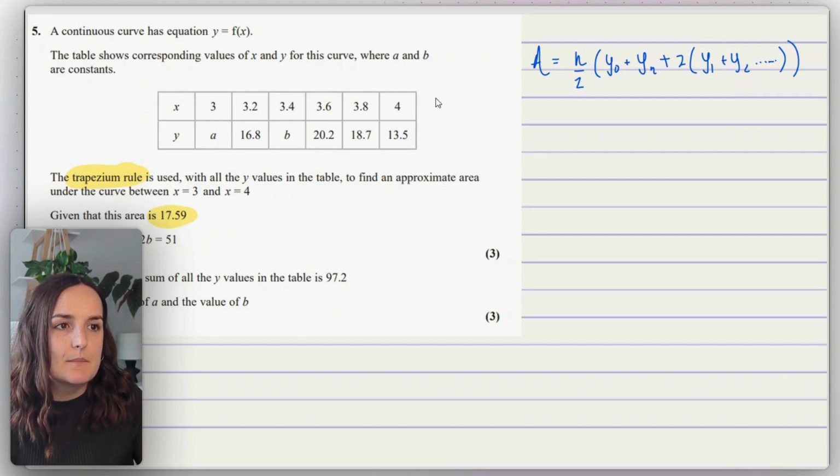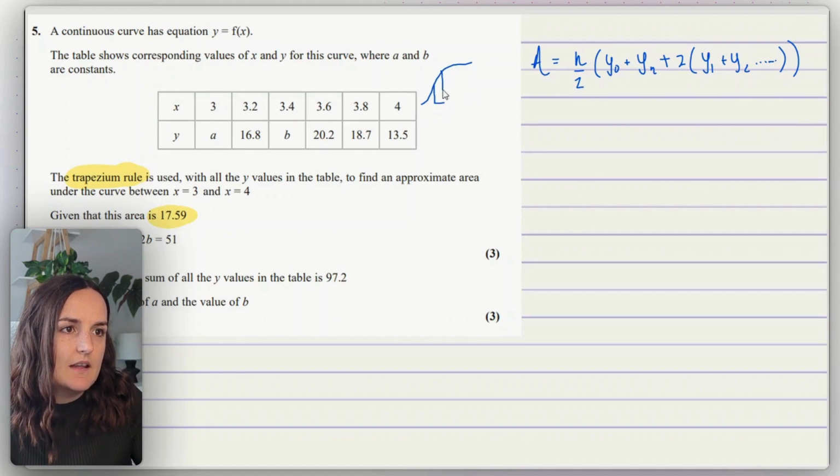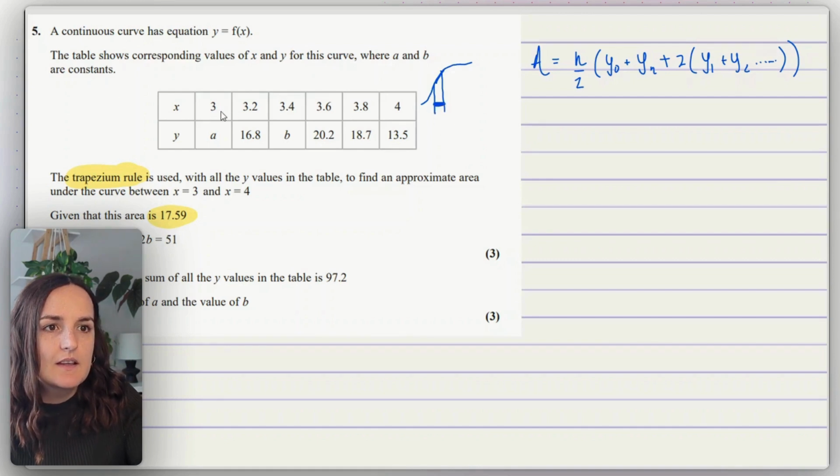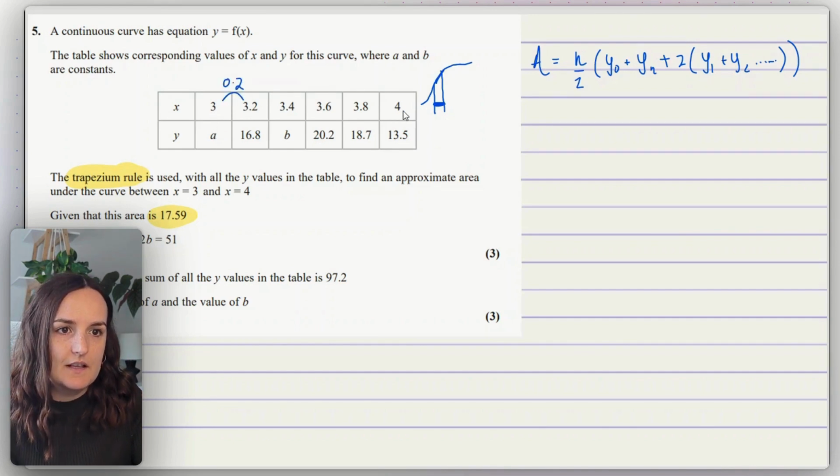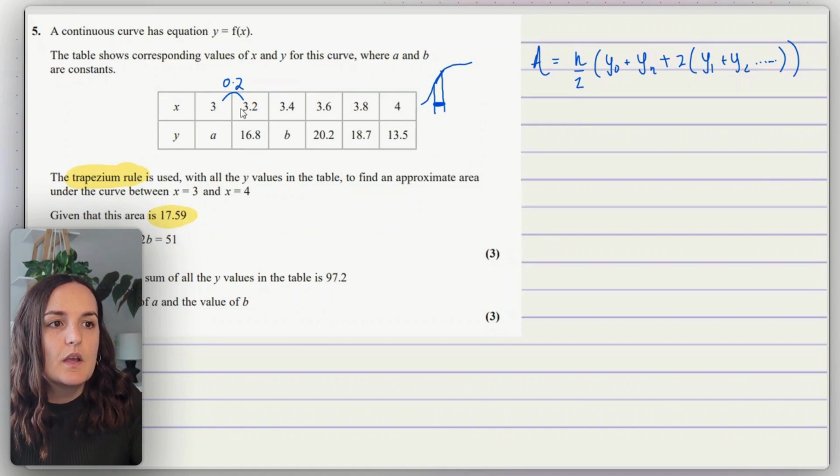of each trapezium. But what I would recommend instead is you just think about this as a trapezium. So you've got this trapezium here, and the height is always this bit. So it's the gap between the x values that you're using. It's really easy to see here that the gap between these two is just 0.2. If you only have the first and the last value, and you know you need 5 strips, then you would divide by 5. So 4 minus 3 is 1, divide by 5 is 0.2.